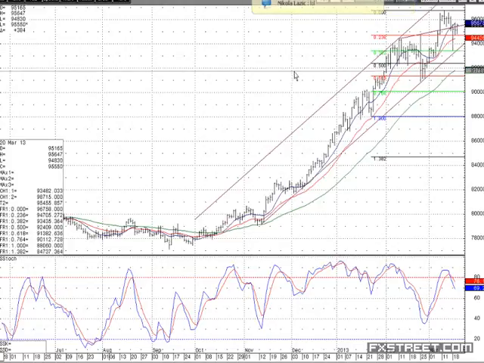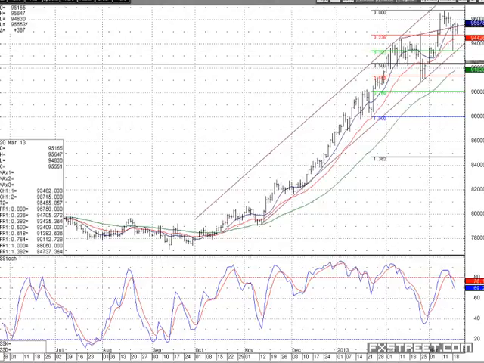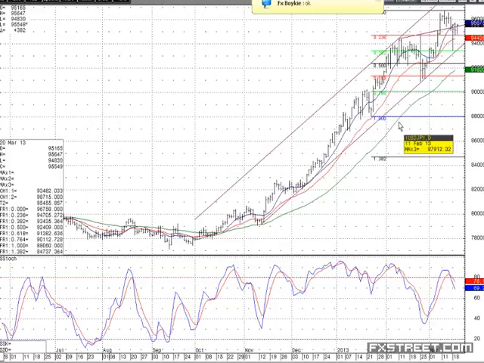Exactly. Right. So, the coloured lines? They're Fibonacci retracements. They're my Fibonacci levels that I put on every day.